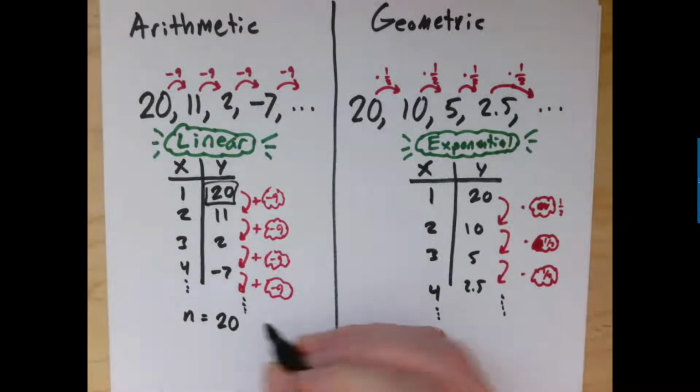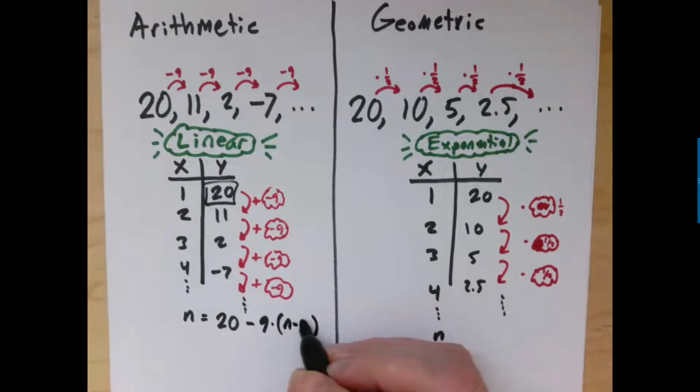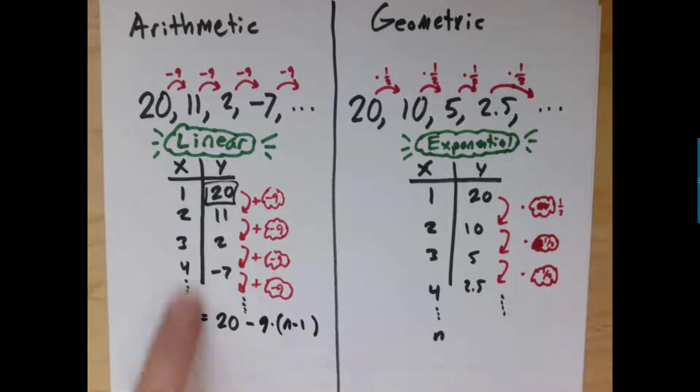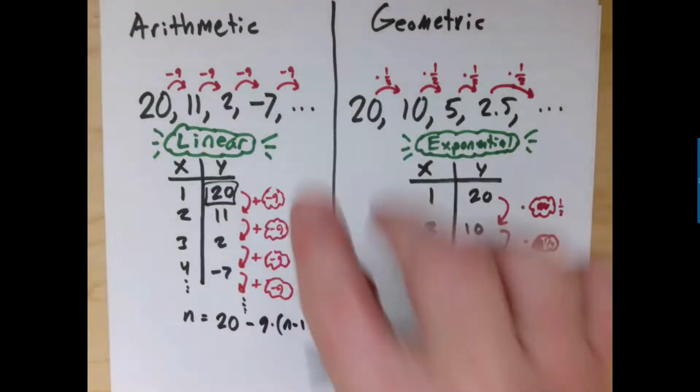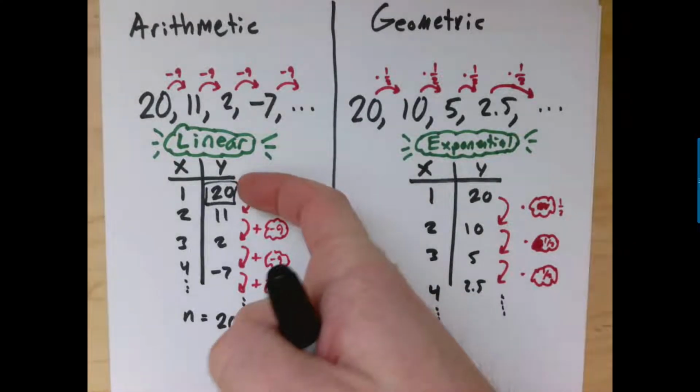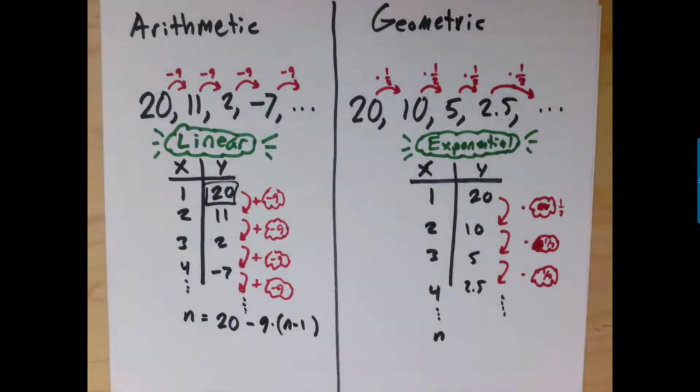I'll start at 20, and then I'll subtract 9 n minus 1 times. Because n is the term number, so when n was 4, I subtracted 3 times. So if I want to get to n, I have to subtract 9 n minus 1 times. So that's, I think, a nice way of thinking about it, because it's a very natural way of describing how you get from the starting point to the term that you want.